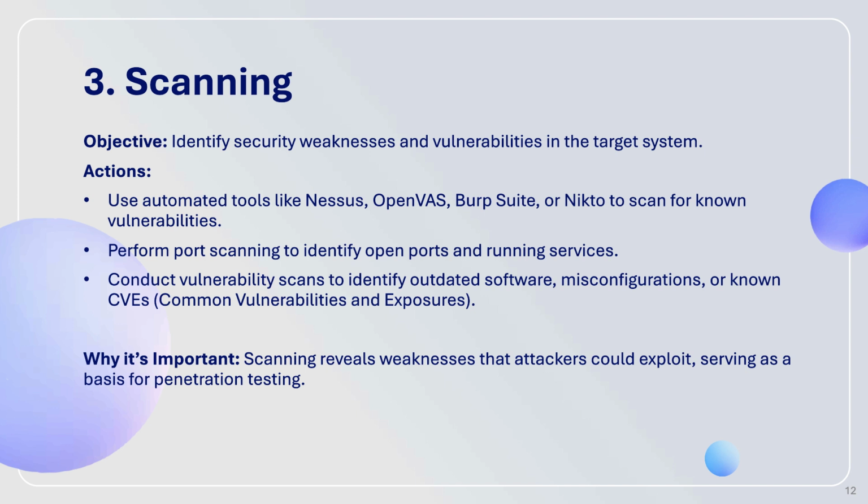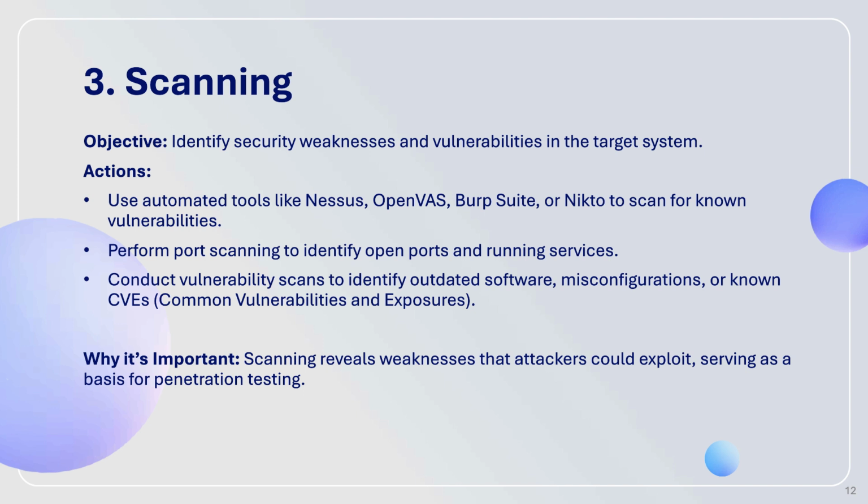Next, let's dive into the third step of the VAPT process, that is scanning. This phase focuses on identifying security weaknesses and vulnerabilities in the target system. The objective: the goal of scanning is to uncover potential vulnerabilities that attackers could exploit. It provides a comprehensive picture of the system's security posture. Actions to take here are to use automated tools like Nessus, OWASP, Burp or Nikto, and then perform port scanning using Nmap.